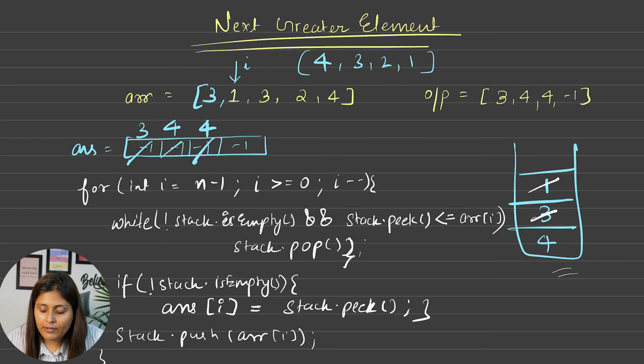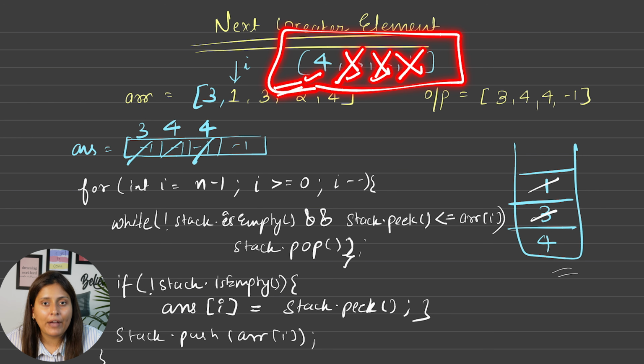Okay, so definitely 1 will go. When 2 is encountered, 1 will get popped. When 3 is encountered, 2 will get popped. When 4 is encountered, 3 will get popped and we will come out of this. So we will see now that this while loop has actually run for exactly O of n time only.